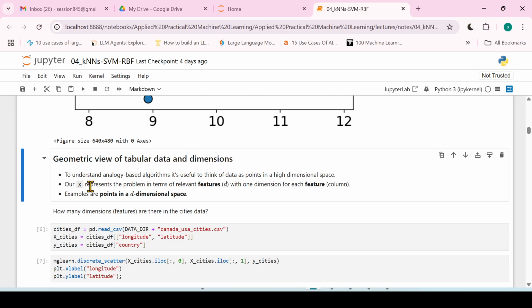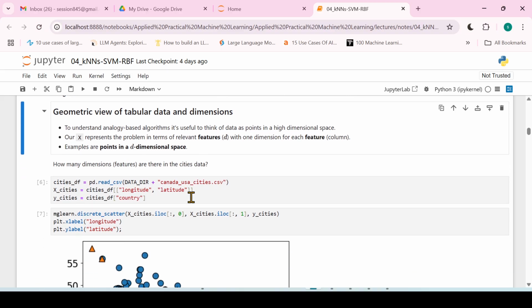So our x represents the problem in terms of relevant features, d, with one dimension for each feature, right? And examples are points in d-dimensional space. So here we can see that, right? Now what we have to understand is that most of our data points live in a high dimensional space, and it has these d dimensions, right?